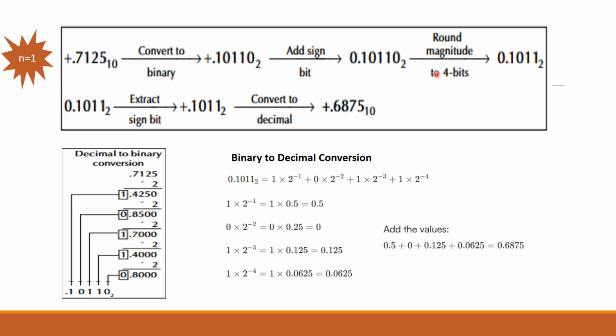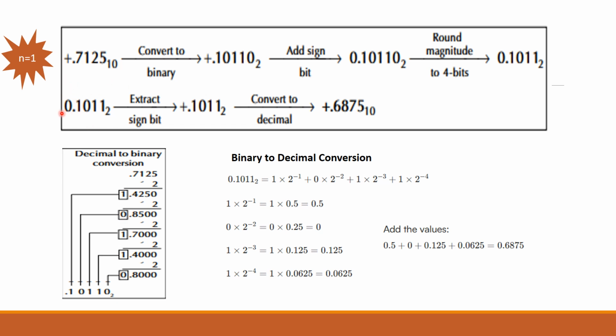Now, how many bits do we need? We need 4 magnitude bits and 1 sign bit, so totally 5 bits. So round off this to 4 magnitude bits. The round off process means we just add the last bit to the previous bit. So you'll get 0.1011.